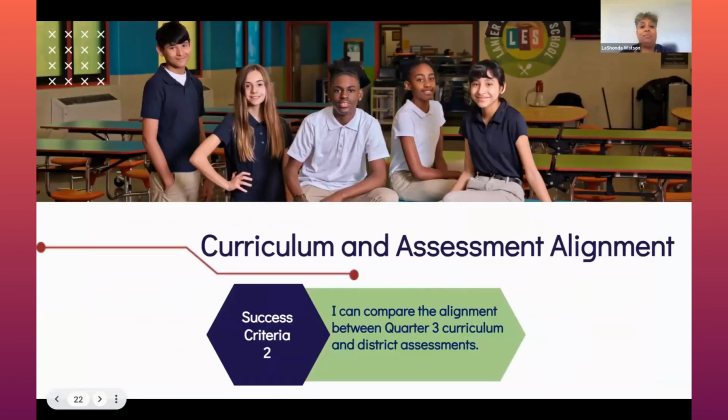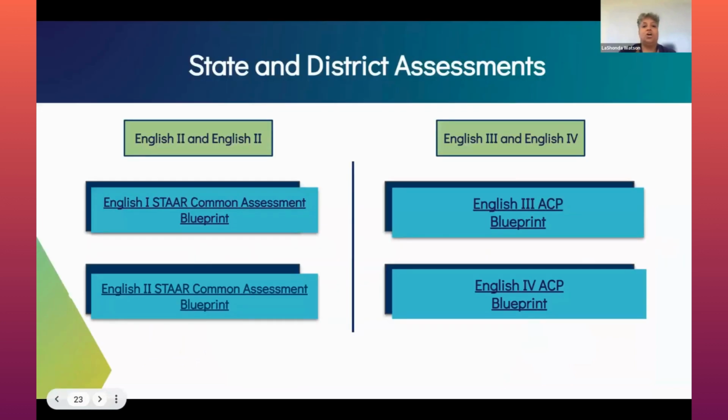Okay, so now we're moving into our second success criteria, in which we are going to compare alignment between what's in the Q3 curriculum and on our assessments. So on this slide are linked the blueprints for the common assessments that the English 1 and 2 students will be taking in Q3, and the ACP that the English 3 and 4 students will be taking at the end of the semester, rather.